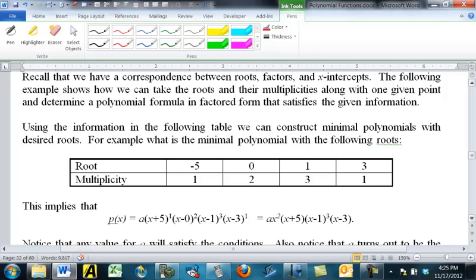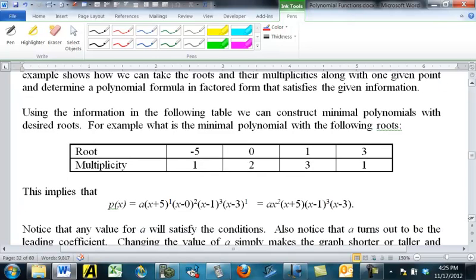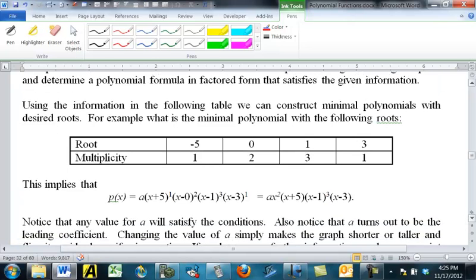Now any a will satisfy the conditions we have, and notice that a turns out to be the leading coefficient. If you put any a in there, it's just going to stretch and compress this thing, but not change its x-intercepts. So the stretching will be vertical. It's not going to change the x-intercepts. It's not going to change the basic shape of the graph near those. It might flip it upside down if a is negative, or it might be the other way around when a is positive. But basically it just makes it shorter, taller, possibly flipped.